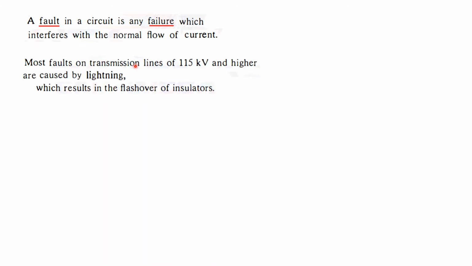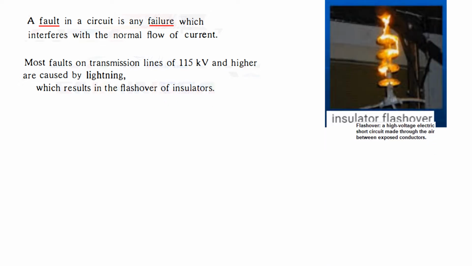Most faults on transmission lines of 115 kV or higher are caused by lightning, which results in flashover of the insulators. And what is flashover? You see these insulators, they have just been short-circuited. A flashover is a high voltage electric short circuit made through the air between the exposed conductors.